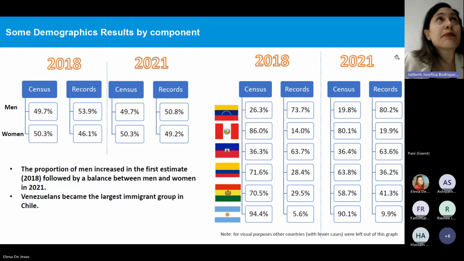However, the post-census administrative record captured a significant increase in Venezuelan immigration. Approximately 80% of the information on migrants from Venezuela came from administrative records. So by adding census plus the records, Venezuelans became the largest migrant group in the country, representing a little bit more than 30% of the estimated total in 2021. Next, please.